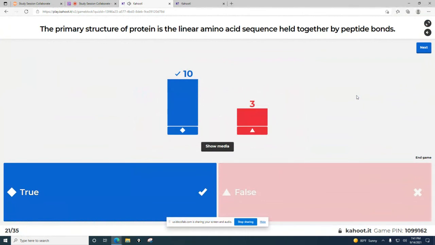Okay, good. So this is also going to be a major thing on the exam, knowing all of those structures of the protein, so the primary, secondary, tertiary, and quaternary, knowing what they look like and what kind of bonds or interactions are holding them together. So the primary structure of a protein is the linear amino acid sequence, and it's held together by peptide bonds.